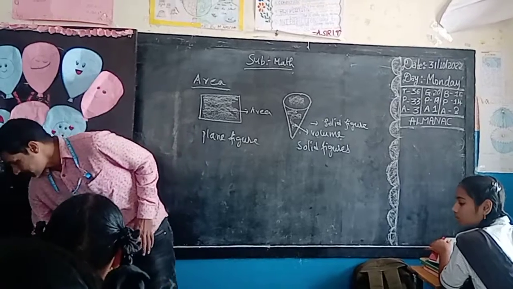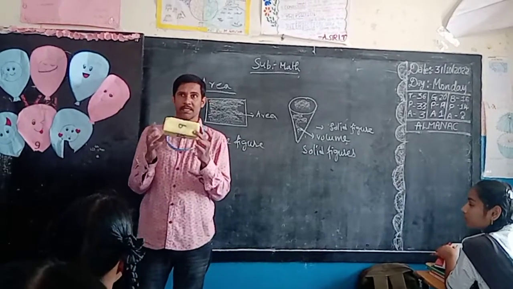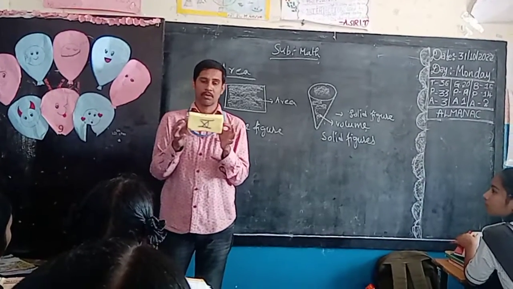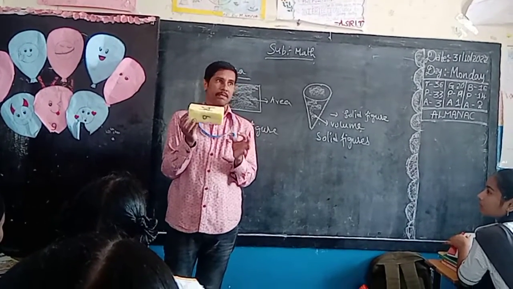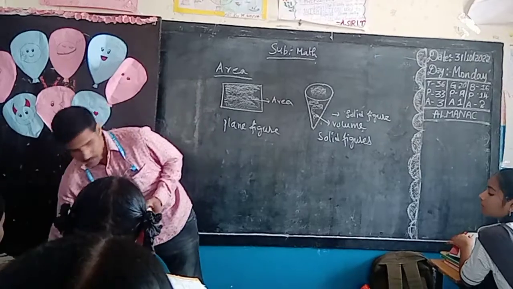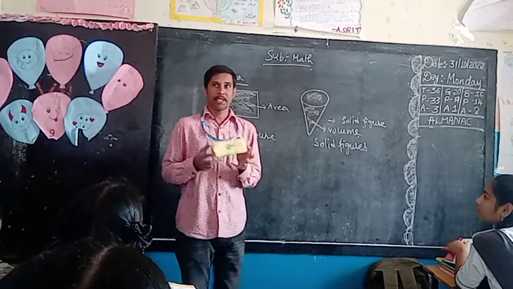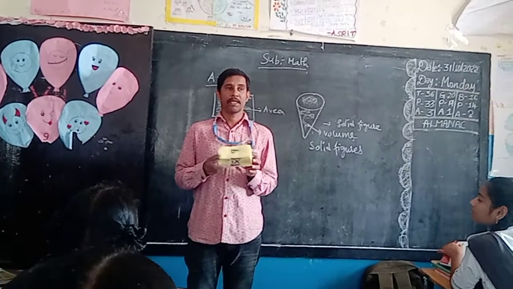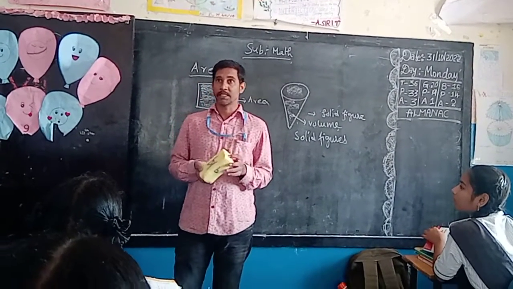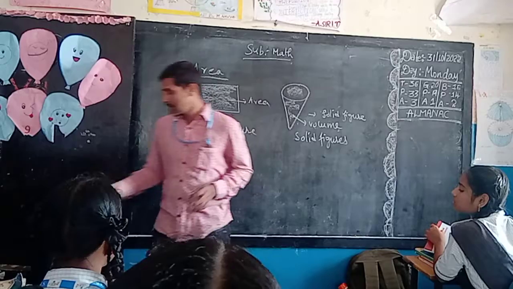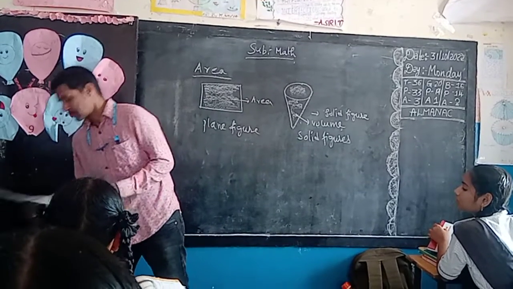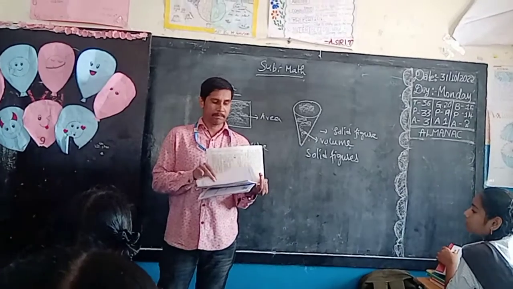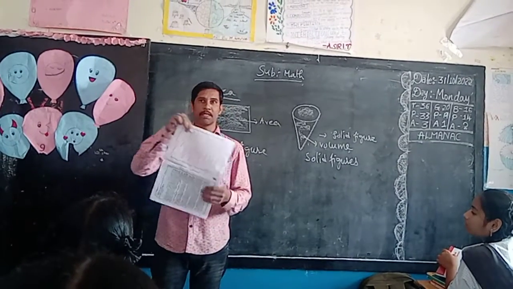Suppose this duster is there. This is a solid figure. How can we say this duster is a solid figure? Solid figures have 3 dimensions and plane figures have 2 dimensions. So plane figures are 2 dimensional and solid figures are 3 dimensional. For example, suppose this book is there. I'll consider one paper inside.